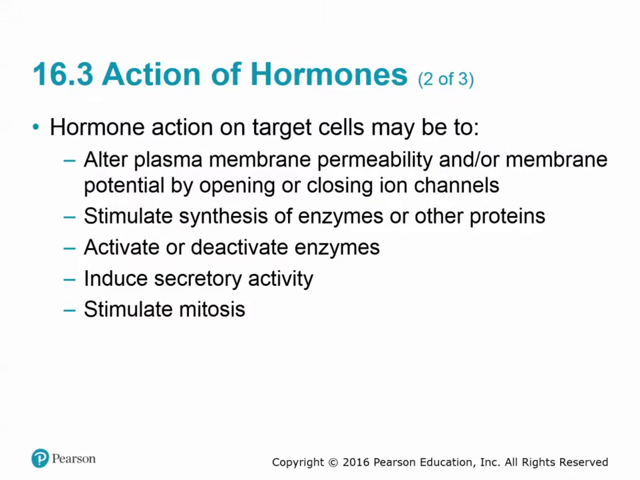So once a hormone reaches its target cell, it could change the activity or the function of that cell in a few different ways. One way could be altering the permeability of the plasma membrane. This could allow different ions and substances to cross the membrane in and out of the cell, which would change its functions. We could stimulate synthesis of enzymes or other proteins.